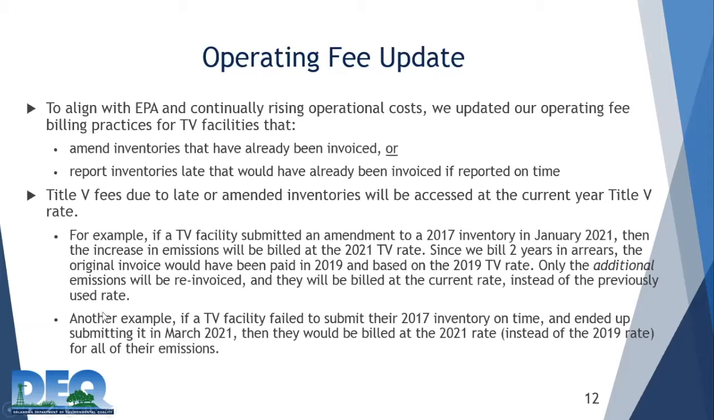Another example is if a facility failed to submit their 2017 inventory on time and ended up submitting their whole inventory in March of 2021, then they would be billed at the 2021 rate for all of their emissions. But that would probably be rare for a Title V facility.